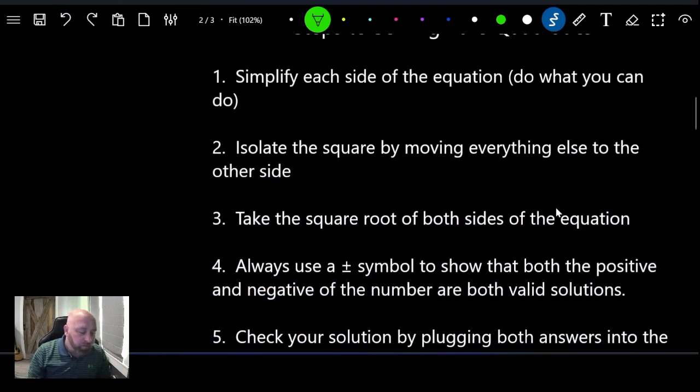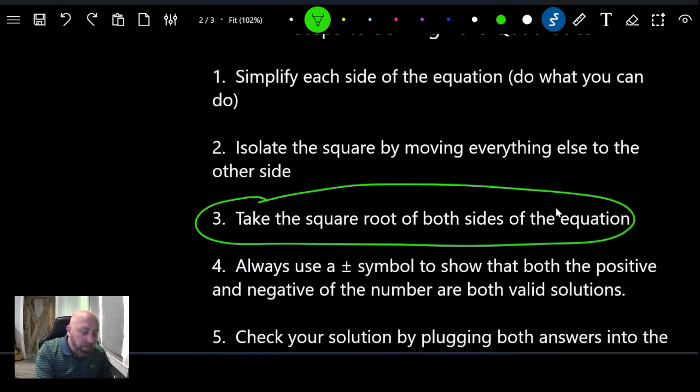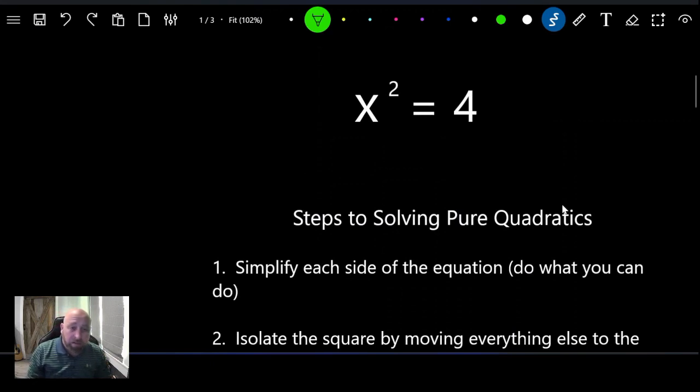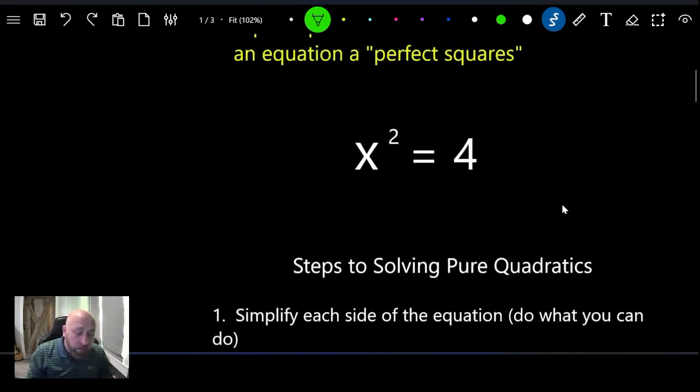That's step number 2. Step number 3, we want to take the square root of both sides of the equation. Now we can do that here because we didn't need to get the x squared by itself. It was already by itself. So we need to take the square root of both sides of the equation. I'm going to square root the x squared side, and I'm going to square root the other side.